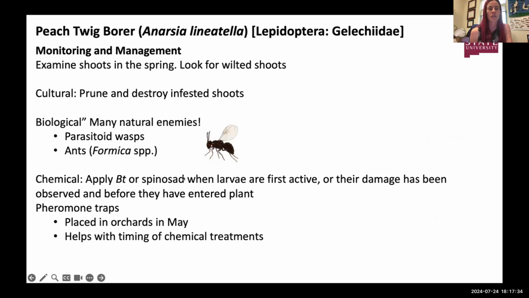So for monitoring and managing them, it's advised to check shoots in the spring, look for wilted shoots. You can prune and destroy infested shoots. There are natural enemies of the peach twig borers. There are many parasitoid wasps and even some ants like to feed on the larva. Chemicals, BT or spinosyns, can be used when larvae are first active, or when damage has been observed, or before they've entered the plant. There are pheromone traps, and you can place them in the orchards in the spring, in May. This helps with the timing of insecticides. So the insecticides are used in conjunction with monitoring.